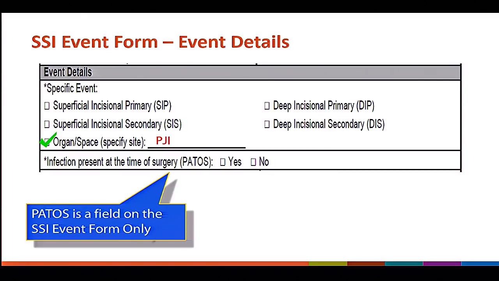And when you're filling out the event details, you're going to want to indicate what type of organ space SSI it is, because we have to make a determination of what it is. So here, this is a PJI, and don't forget the PATOS field, which is a required field. It only has to do with the event form. It has nothing to do with the denominator for procedure form. We get questions sometimes about that.